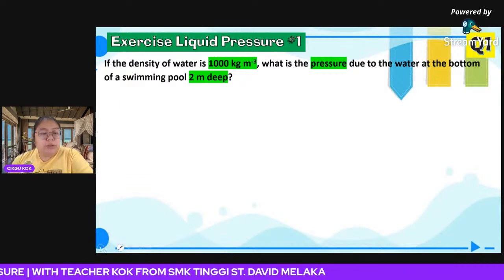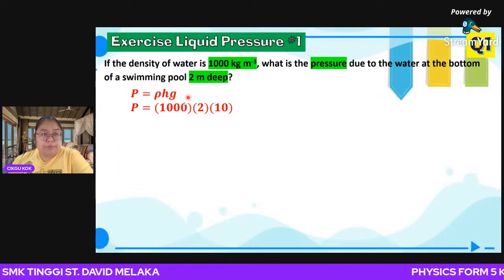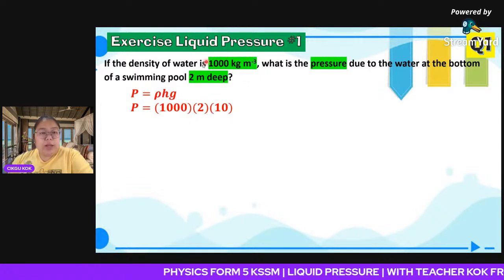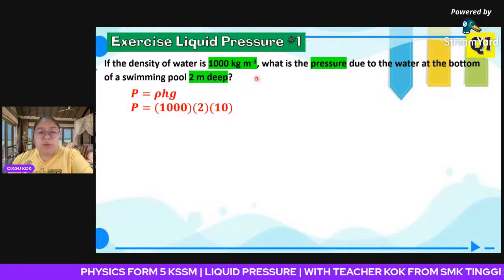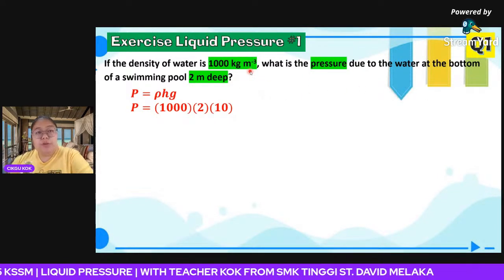Okay, important: what formula we need to use. Remember this one: P equals rho g h. This one is applied for liquid pressure. So when you see the calculation, we make sure all the units are constant first. It's SI units, so we don't need to convert.